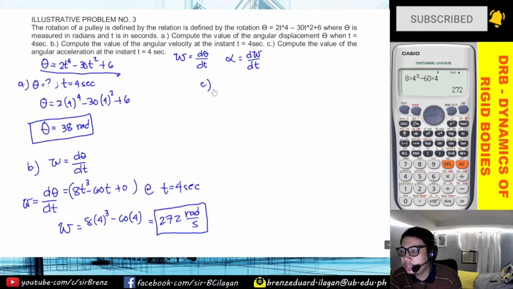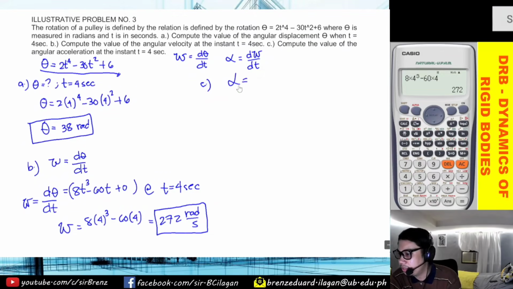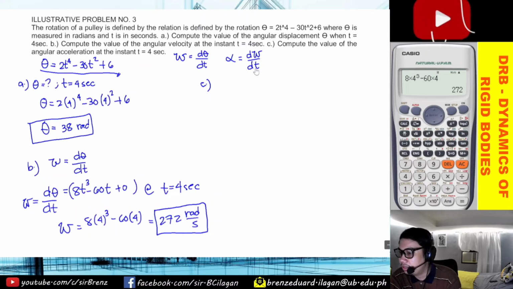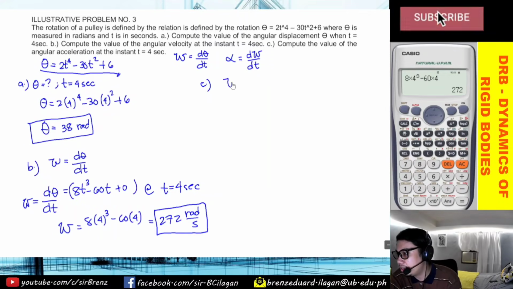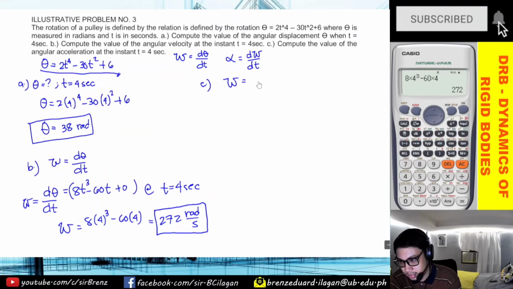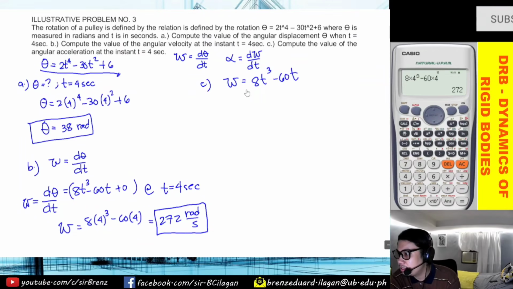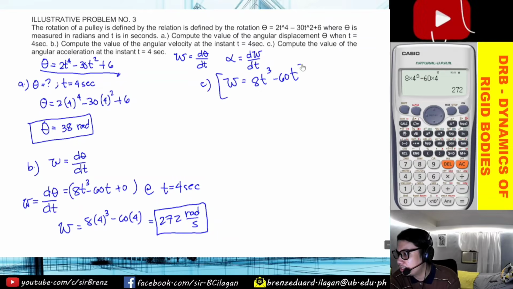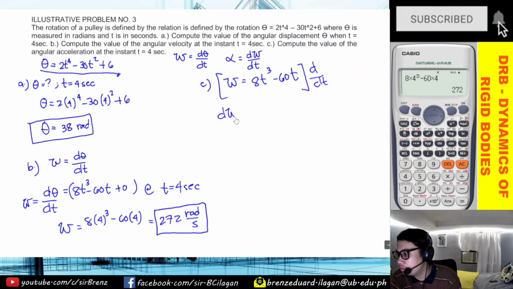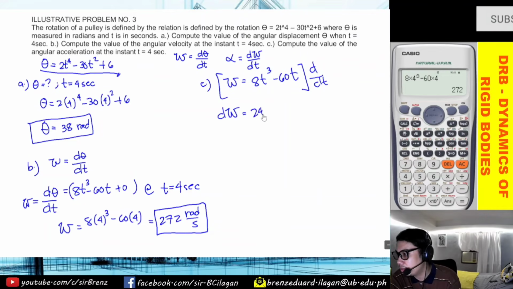And for letter C, so the angular acceleration, again, angular acceleration is given by this equation. And knowing that yung equation nga natin for the angular velocity is given as 8t cubed minus 60t. So, anong gagawin natin dito sa equation na to? So, just take the derivative of this. Or this will be equals to d omega is equals to 8 times 3, so 24t squared.